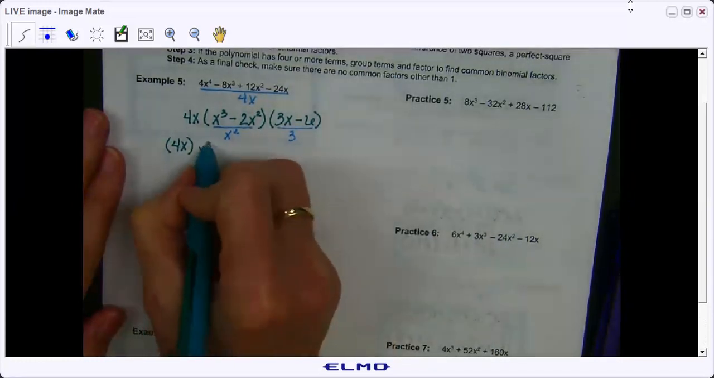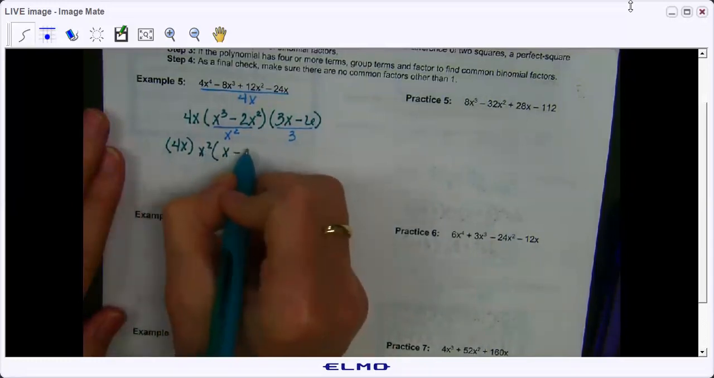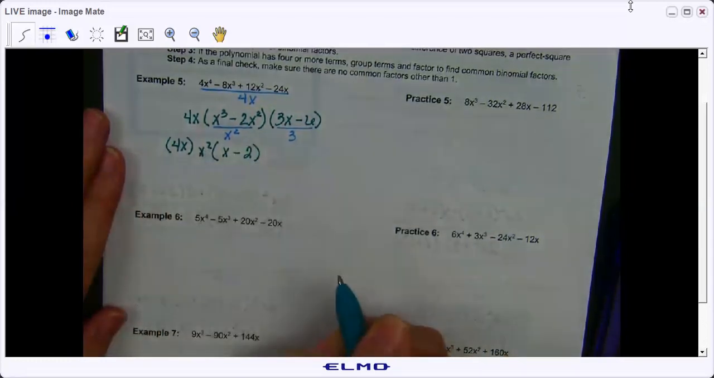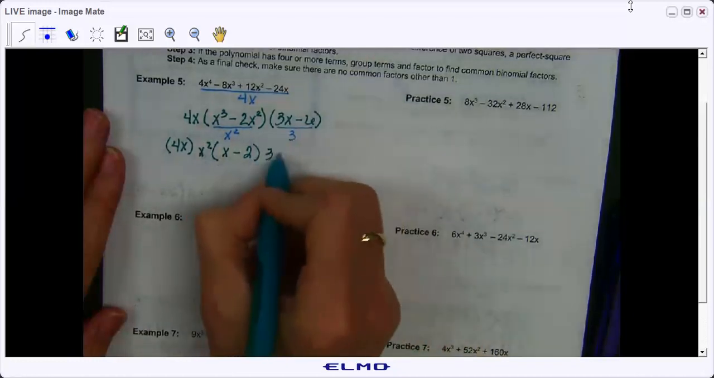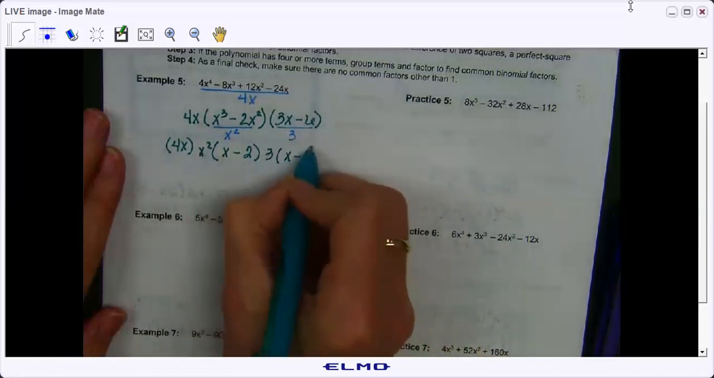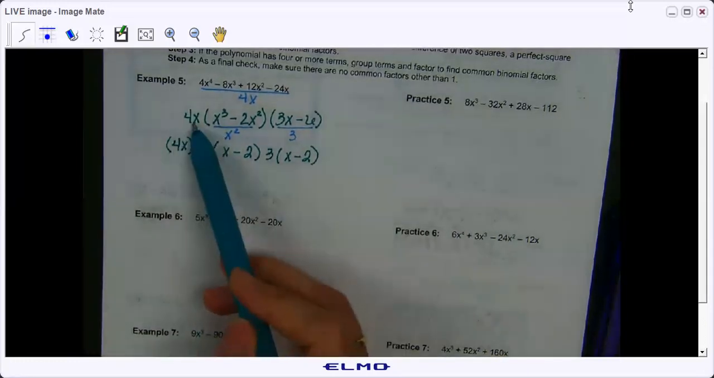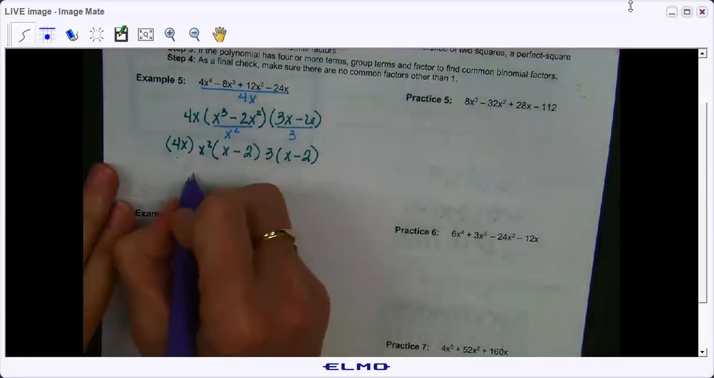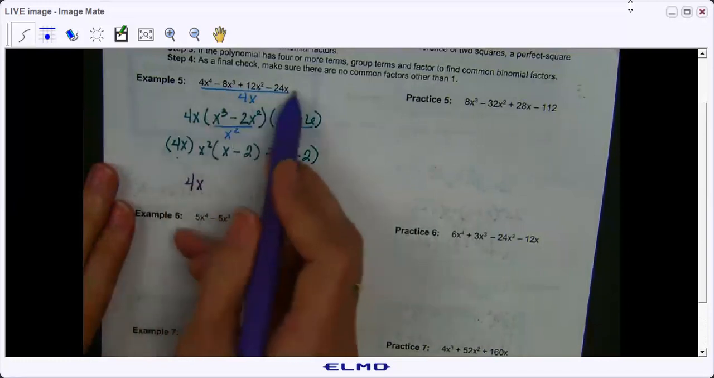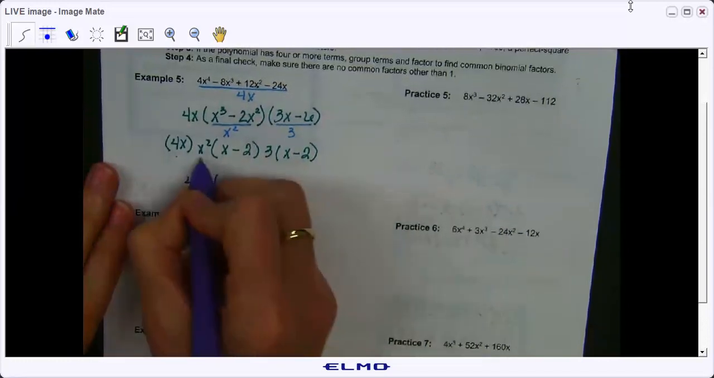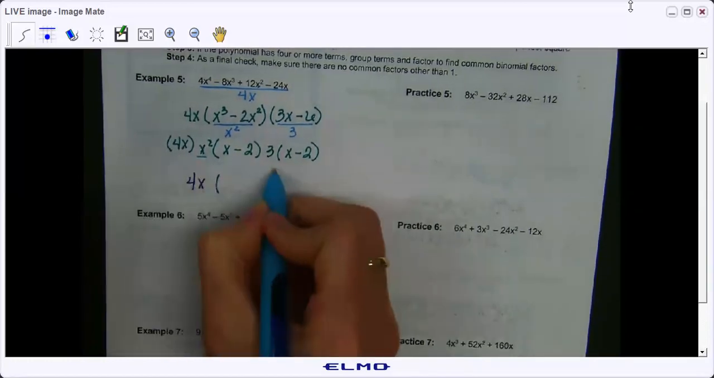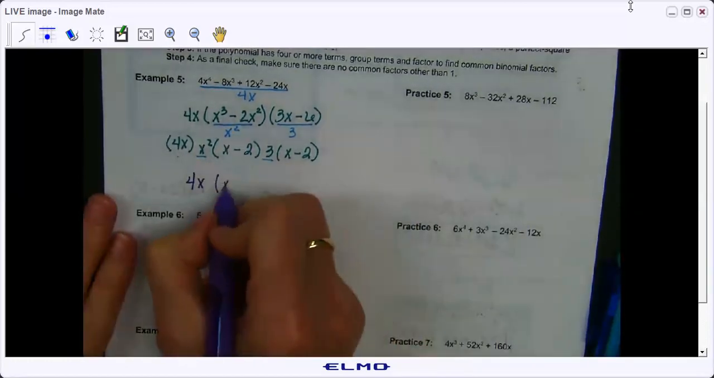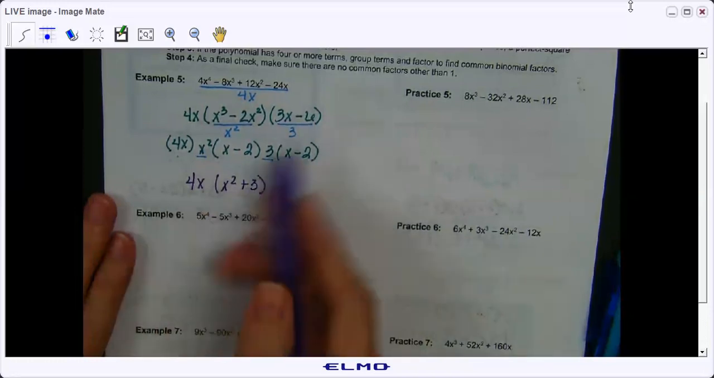So I have x squared times x minus 2. And then I have a 3 times x minus 2. So notice I brought this 4x with me. I can't leave it alone. Either that or just remember to include it in your final answer. So the final answer is going to be 4x, which is the greatest common factor of the entire polynomial, times I have x squared and 3. And then times my x minus 2.